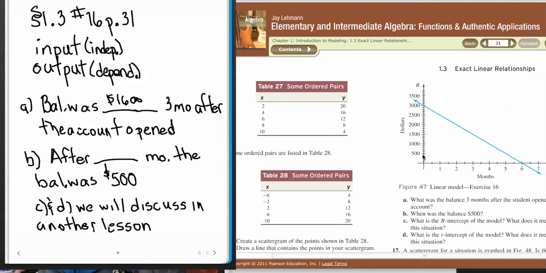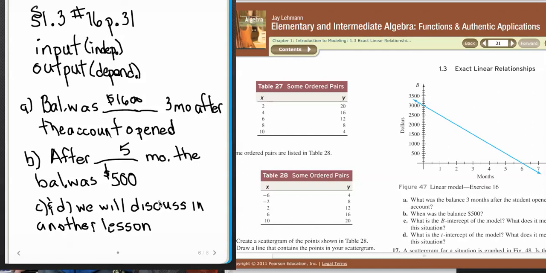Now on the opposite side, after how many months would the balance be 500? So I would come here to the 500, follow a horizontal line over here to the model, and then a vertical line down, and see it would be approximately 5 months after the account was opened that the balance would be 500.